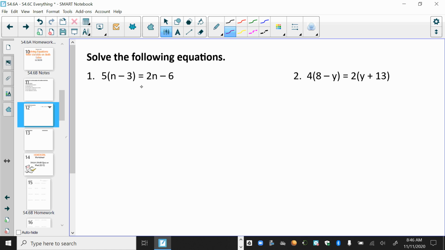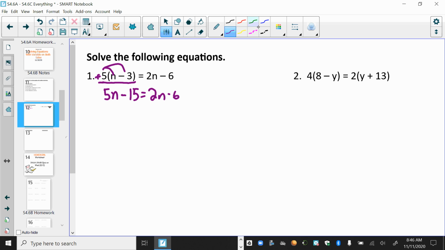So I have parentheses, so I'm going to underline. Remember, if there's a sign in front, you want to include that, right? We know this is a positive 5, right? So we're going to do 5 times n to get 5n, and 5 times negative 3 to get negative 15. All right, equal sign. No distributive property on this side, so I'm going to bring it down. 2n minus 6.